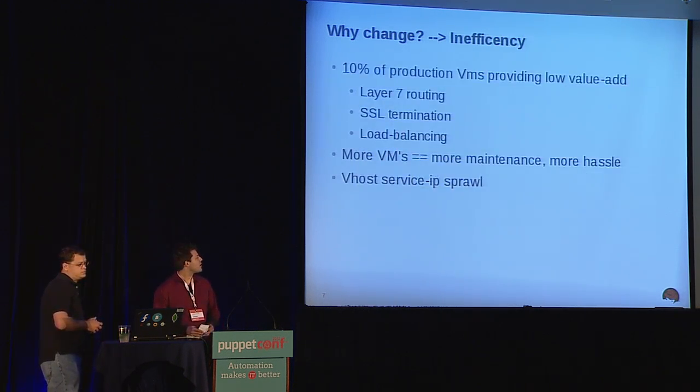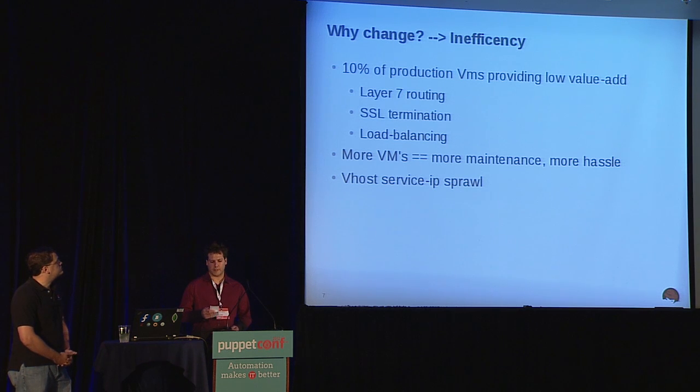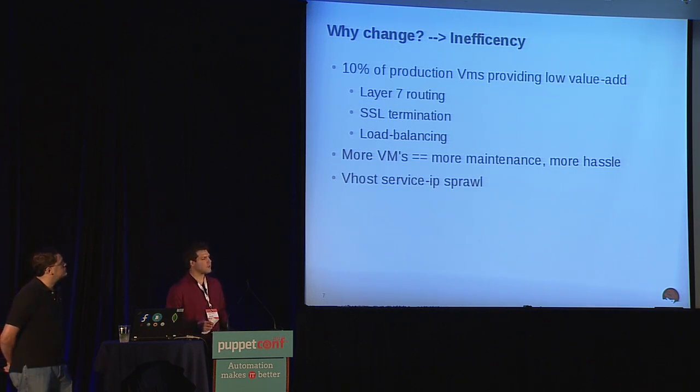One of the final major problems that we had was just simple inefficiency. Essentially, 10% of our infrastructure within production was being used to service this proxy layer, just routing traffic down to the application and serving up the content. And that doesn't really provide a lot in the way of actual business value. So what do I mean by that?